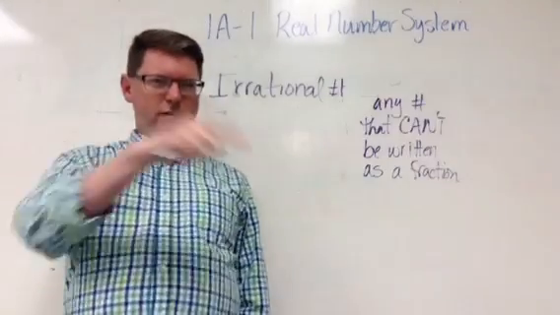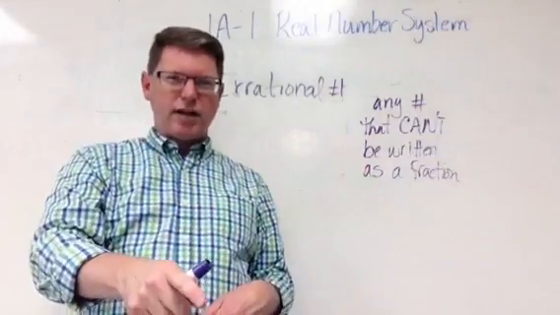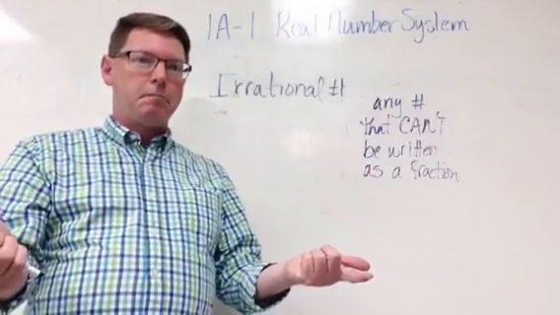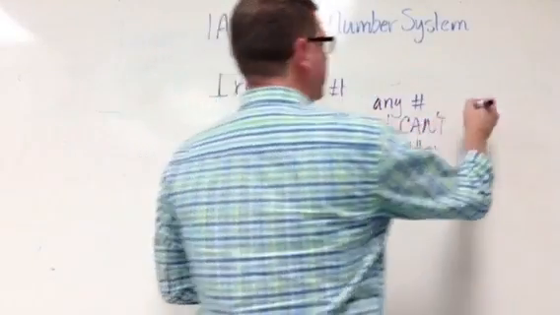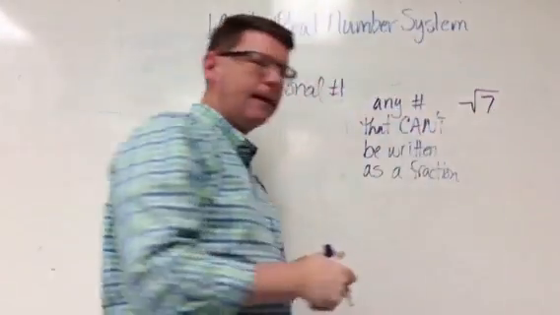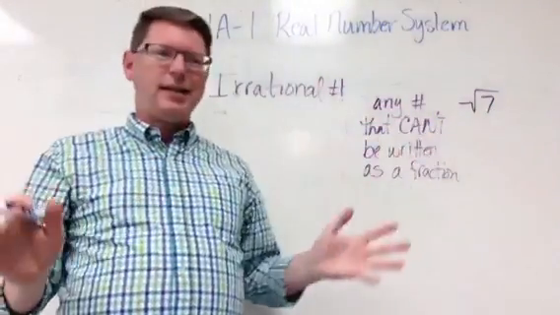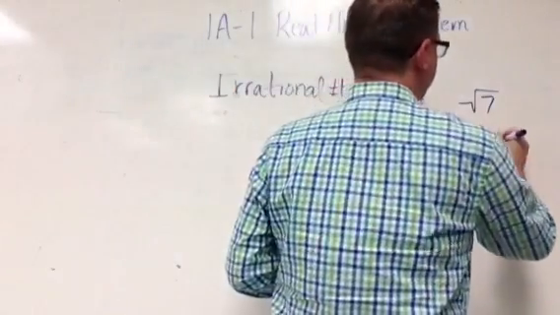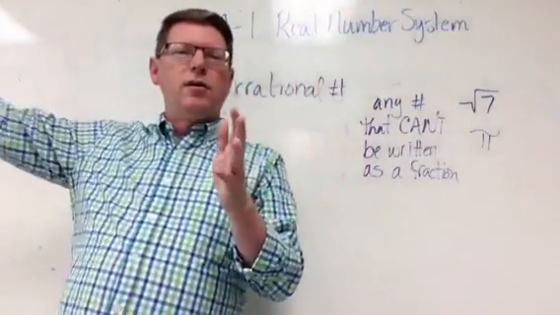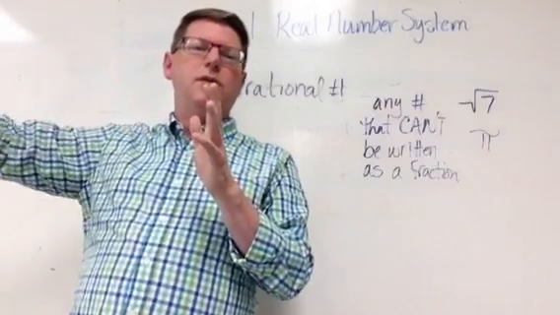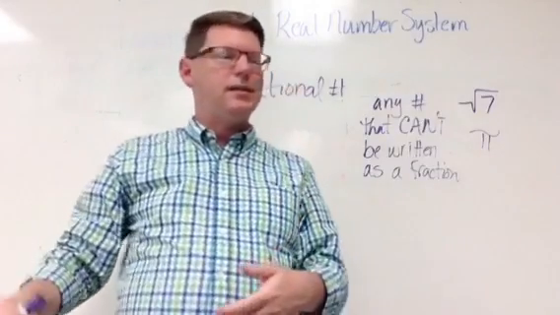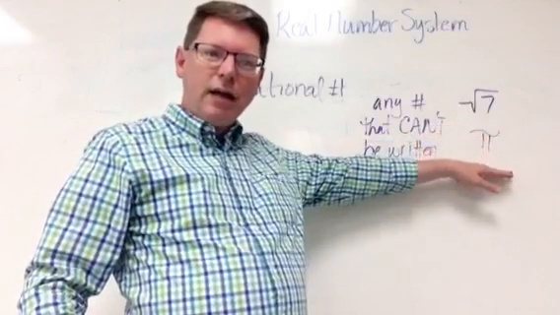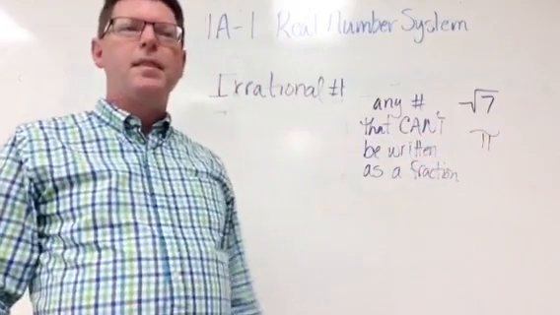So you're probably thinking, well, we just looked at some numbers that couldn't be written as fractions, so those must be irrational numbers. You're exactly right. What were they? Sure were. One example is the square root of 7. Okay? I can't make that into a fraction any day, anyhow. And the other one was pi. Pi keeps going and going and going. The decimal keeps going and going and going. It never stops. It never repeats. It is an irrational number. Okay? Those are the examples.